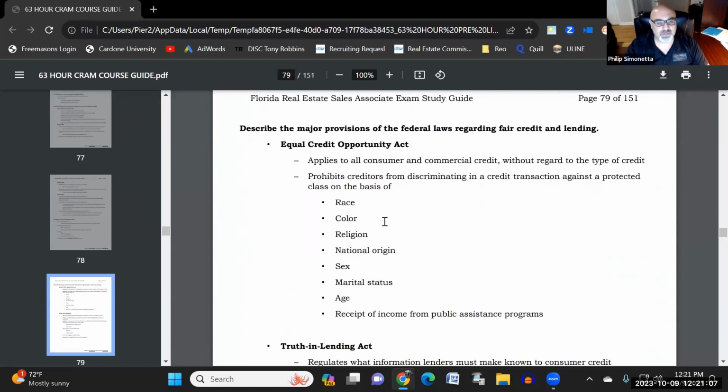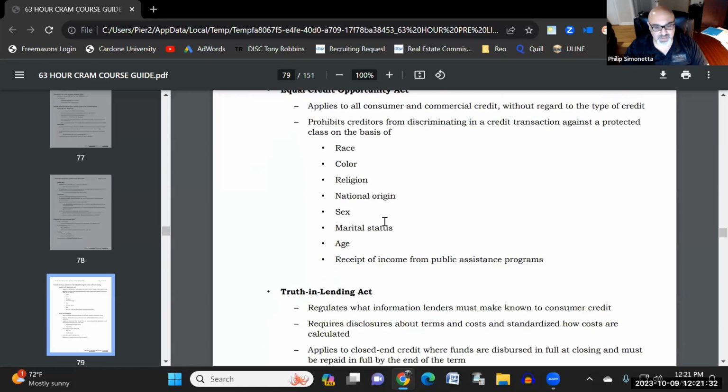Now we need to describe the major provisions of federal laws regarding credit and lending. So you've got to remember the Equal Credit Opportunity Act, the ECOA. That applies to all consumer and commercial credit without regard to type of credit. That can be credit cards, car loans, houses, everything. It prohibits creditors from discriminating in a credit transaction against a protected class based on race, color, religion, national origin, sex, marital status, age, and also receipt of income from public assistance programs. So if somebody's receiving public assistance, they cannot use that in the calculation of approving their credit.